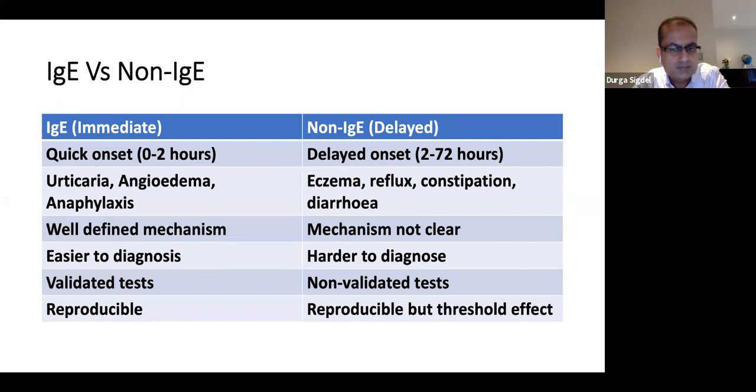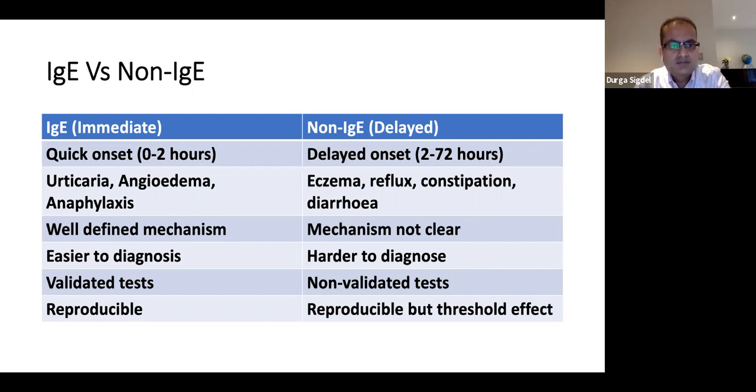Most of the time it is based on the history and clinical suspicion. There are lots of times the symptoms can overlap with other conditions, for example, lactose intolerance and other different types of food intolerance. There is no definitive test for non-IgE type of allergy.